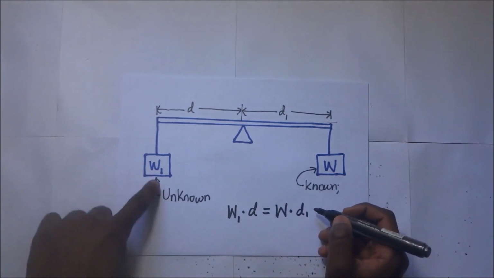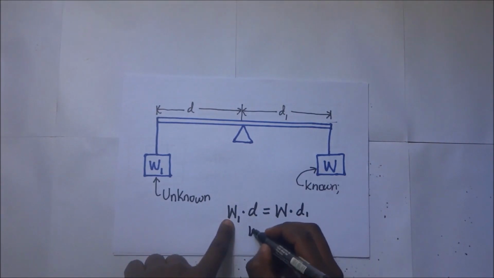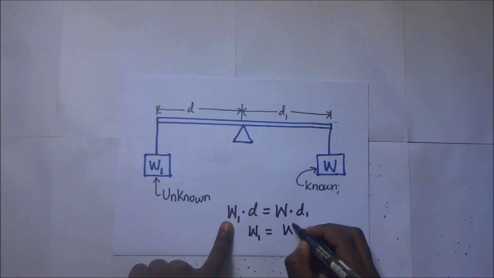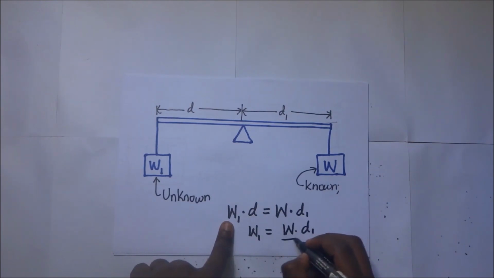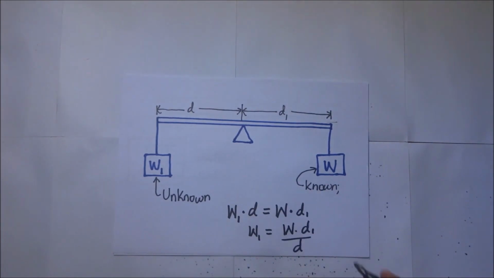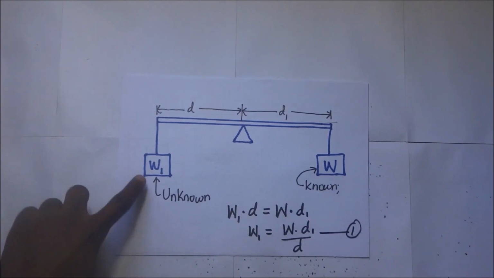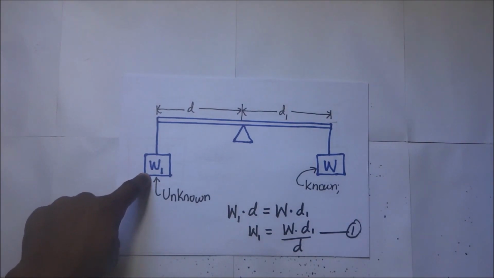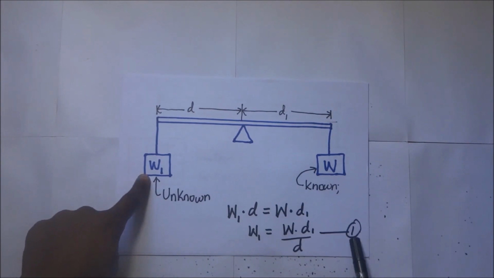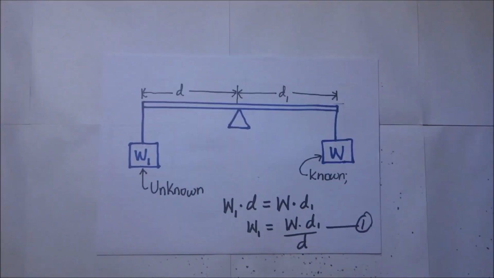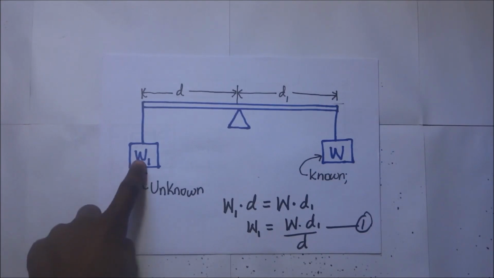Now we're interested in finding the weight W1. So it means that we make W1 the subject of the formula. When we make that the subject of the formula, this is going to end up being W times D1 over D. We call that our expression 1. Our expression 1 is actually the weight of this sinker when it is in air. After that, we are going to immerse this sinker in water.